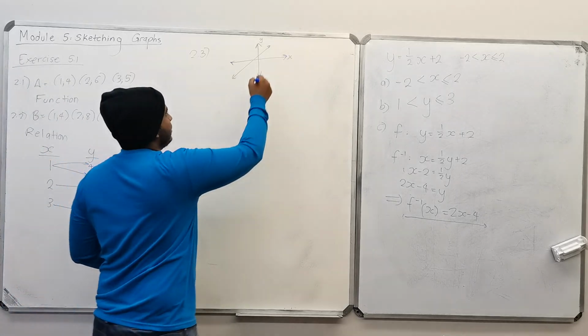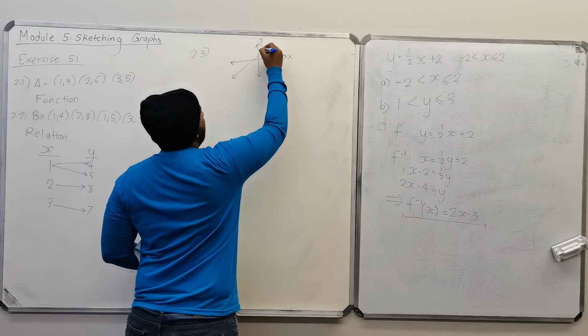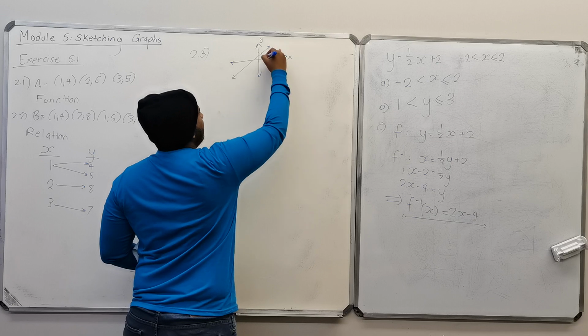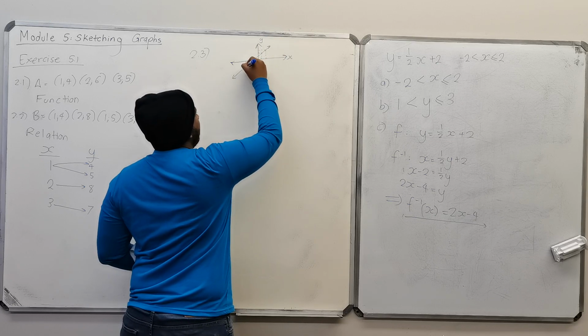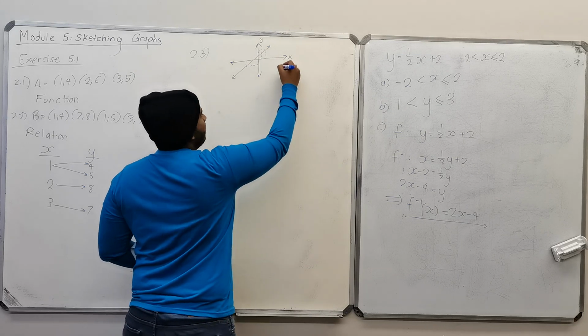So just choose any x value and go up. How many values of y are obtained? 1. If I go here, how many values of y are obtained? 1. Even if I come here, I'm still getting 1. So this would be a function.